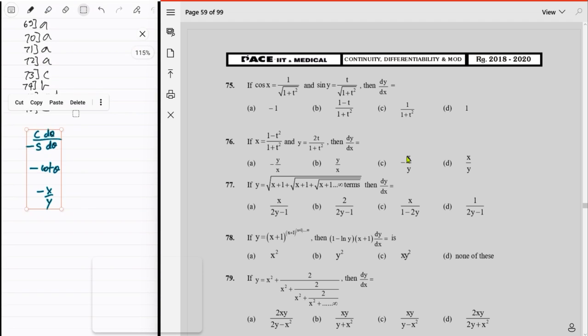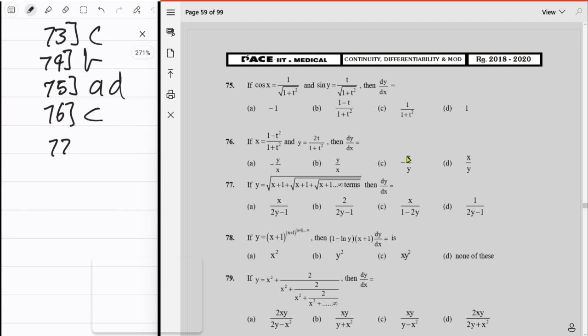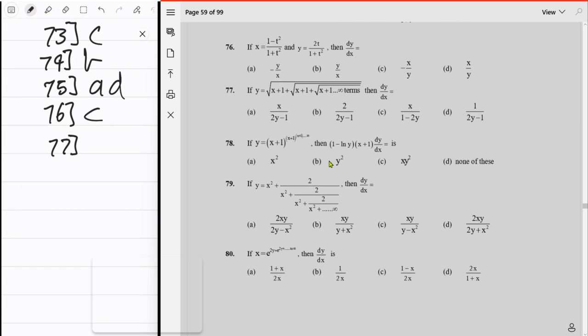Next question, 77. If y equal to this thing, then dy upon dx is. Oh God.